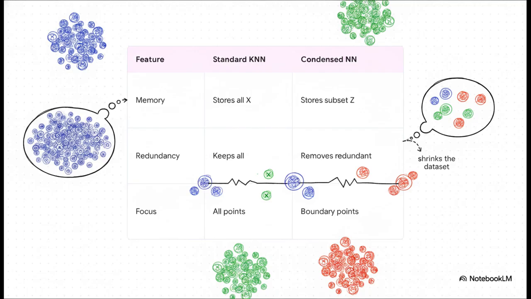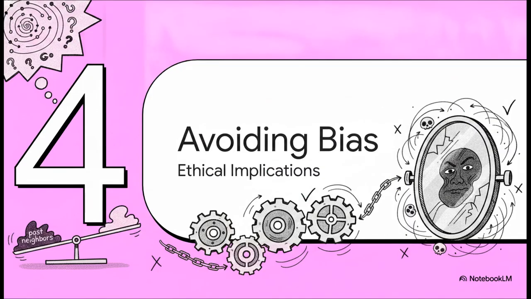So condensed nearest neighbor tosses it out, keeping only the crucial boundary points, the instances that actually define the edges between different classes. This drastically lowers our memory usage from high to low, focusing computational power only where the classes actually meet. Section 4. Avoiding biased neighborhoods.